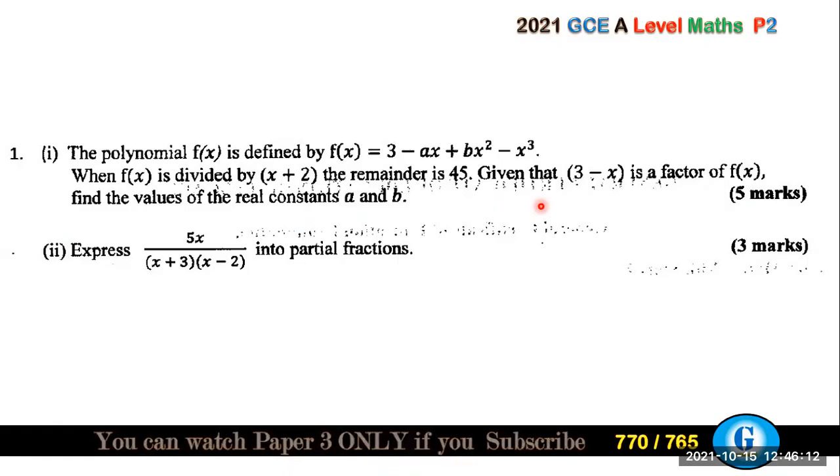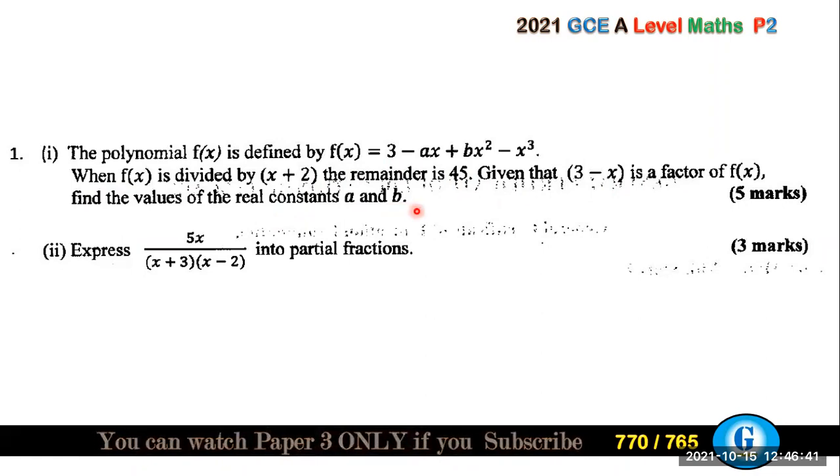So the first question reads, a polynomial function f of x is defined by f of x equals 3 minus ax plus bx squared minus x cubed. When f of x is divided by x plus 2, the remainder is 45. Given that 3 minus x is a factor of f of x, find the values of the real constants a and b.